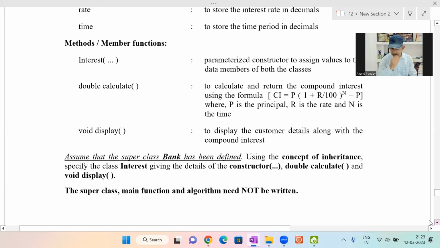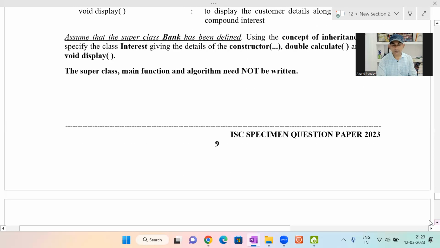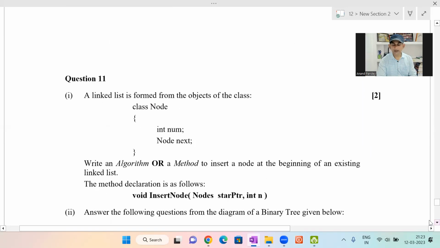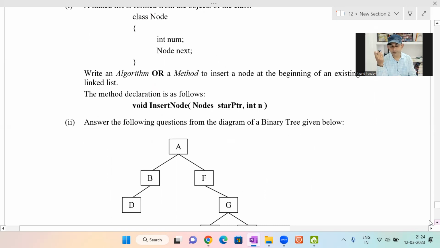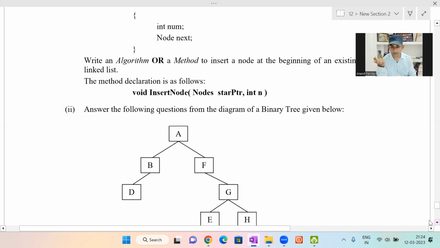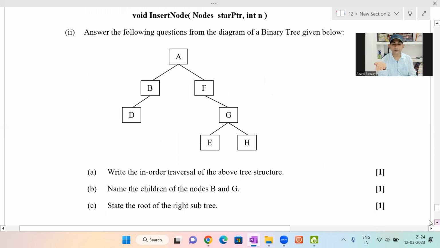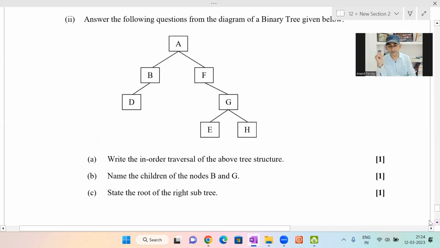The third question will have two parts. One question will be from linked list, and one question will be of binary tree. The linked list question is 2 marks, where you have to write an algorithm, and the binary tree will cover 3 marks, total 5 marks.